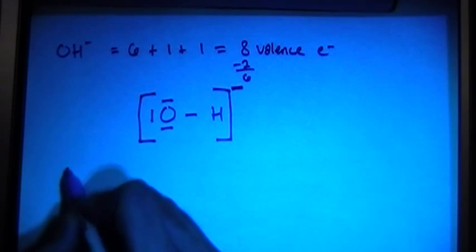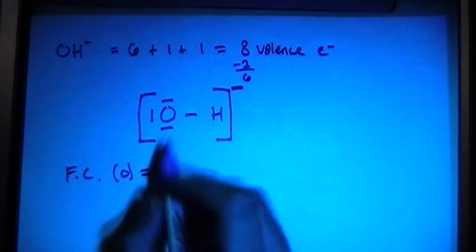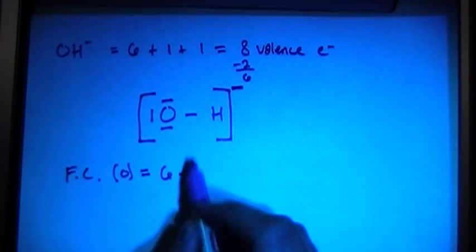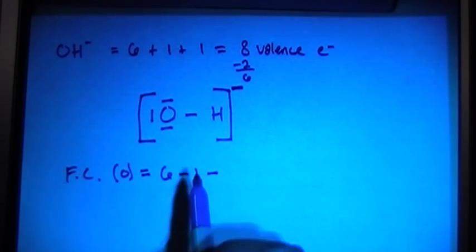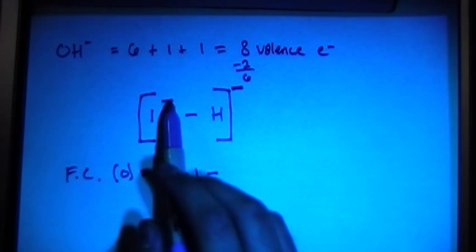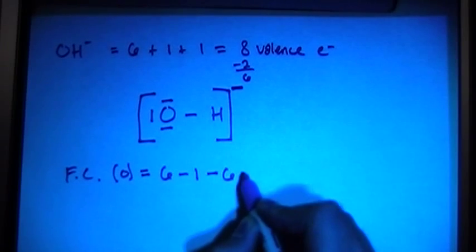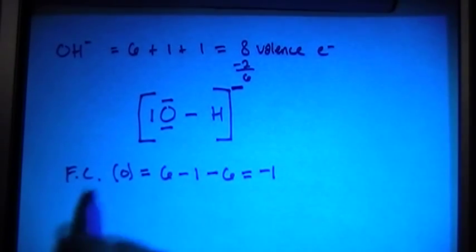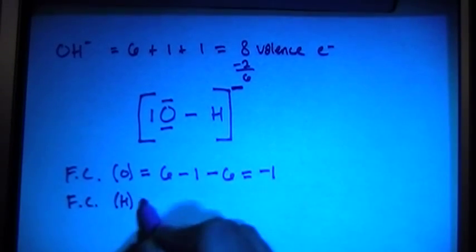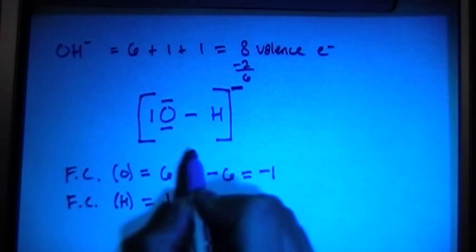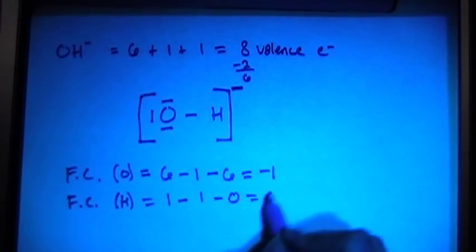So the formal charge of the oxygen, start there, is going to be valence brought in 6 minus number of bonds 1 minus the number of non-bonding electrons 1, 2, 3, 4, 5, and 6. So minus 6. That's going to give us a -1 formal charge for oxygen. Now the formal charge of the hydrogen is going to be valence brought in 1 minus number of bonds 1 minus number of non-bonding electrons 0 is a formal charge of 0.